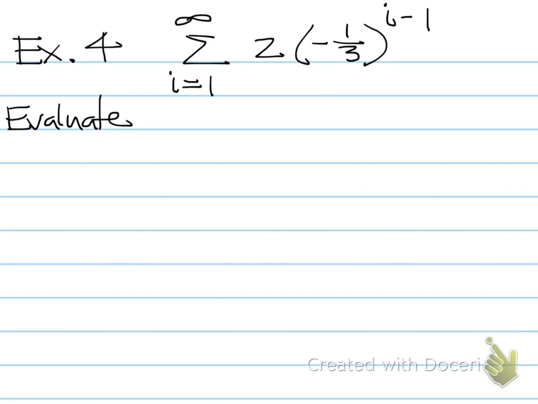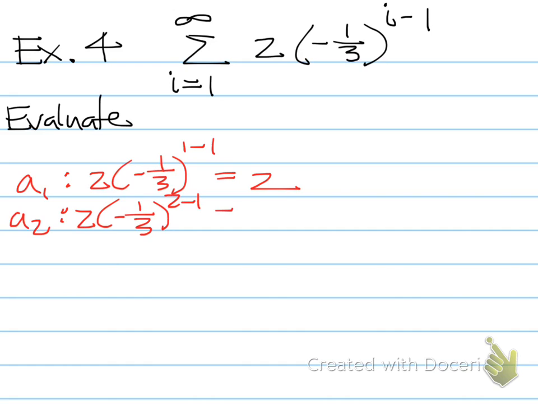All right, now we want to evaluate this infinite series. It starts at 1 and goes all the way to infinity. There's an infinity above the sigma. So the first thing we want to do is find out what a sub 1 is by plugging in 1 for i. And we get 2 for the first term in the sequence. Then we find the second term by plugging in 2 for i, and we get negative 2/3.